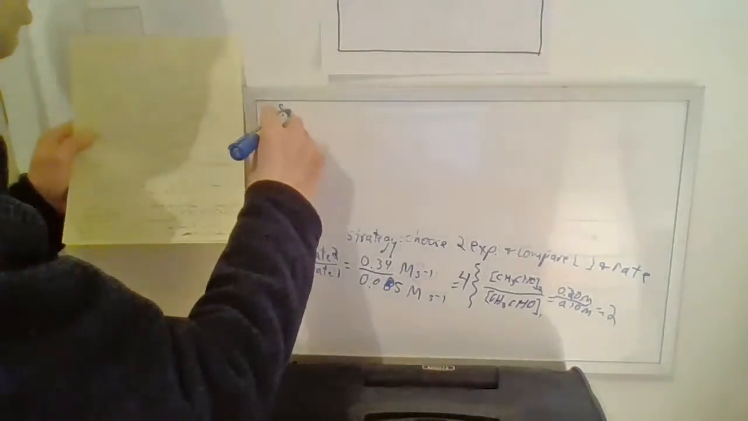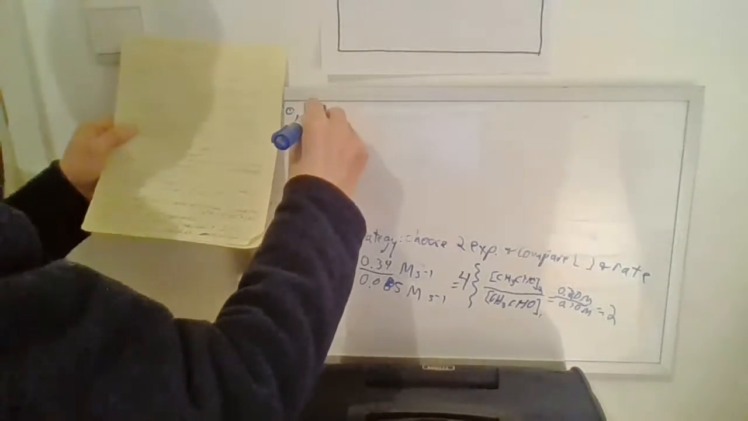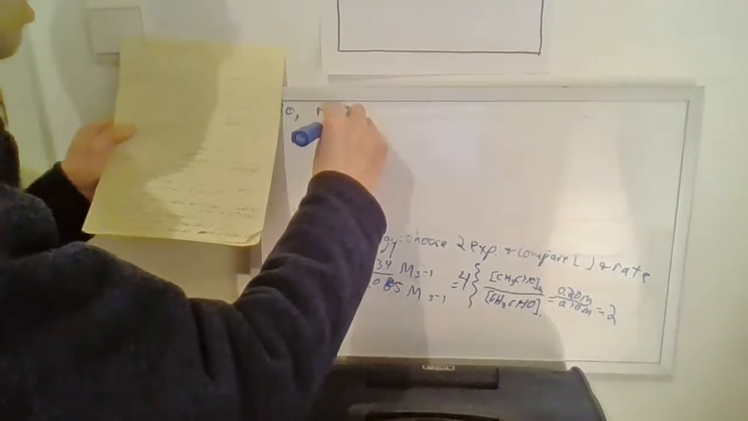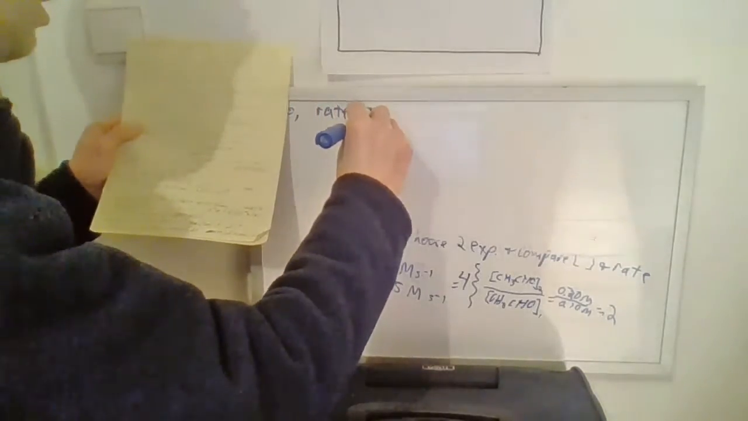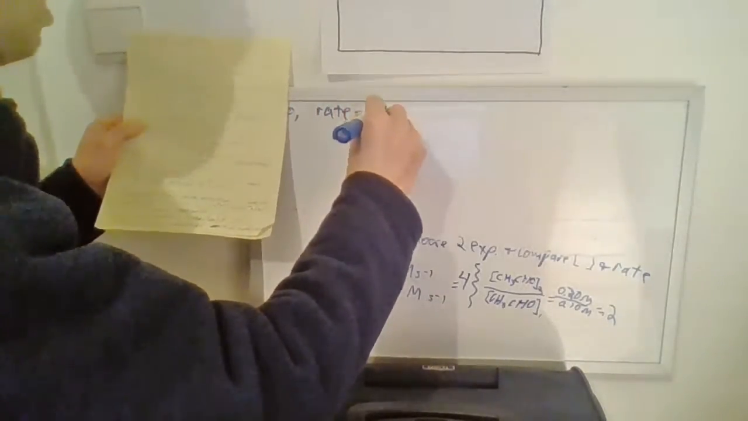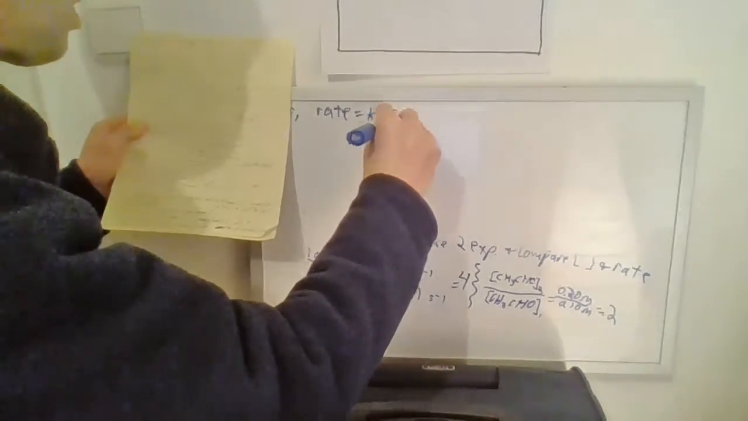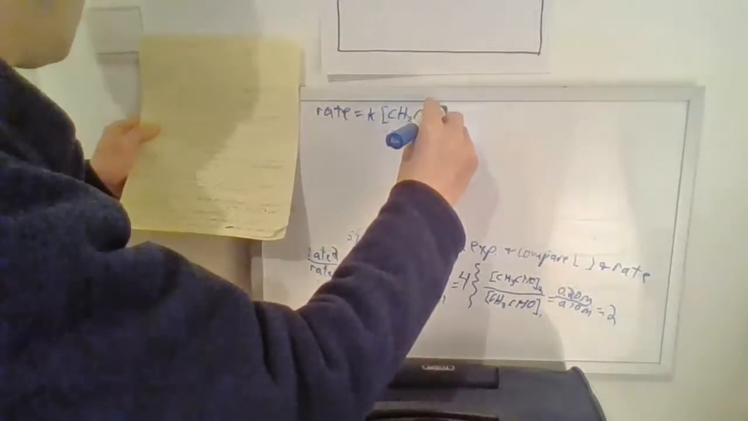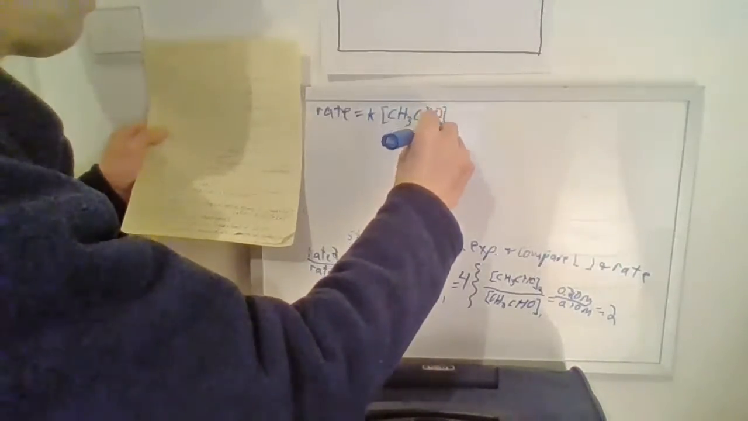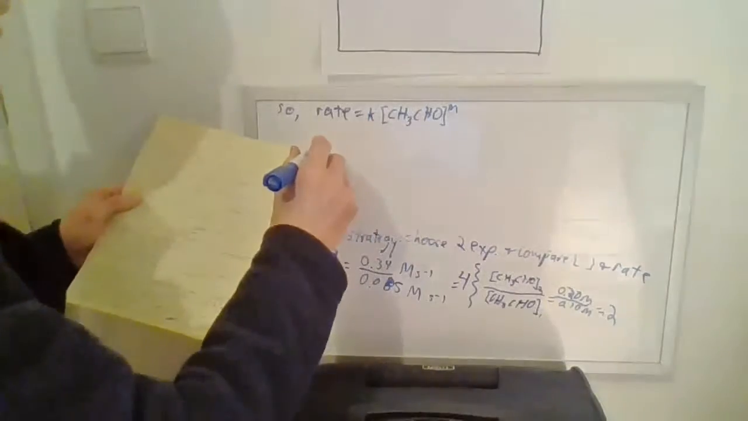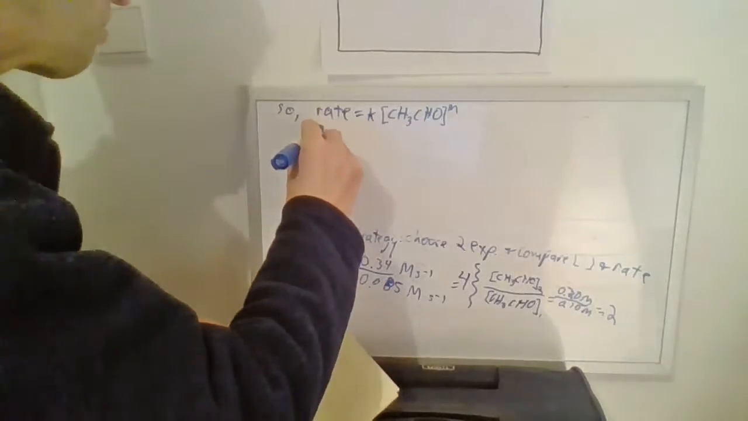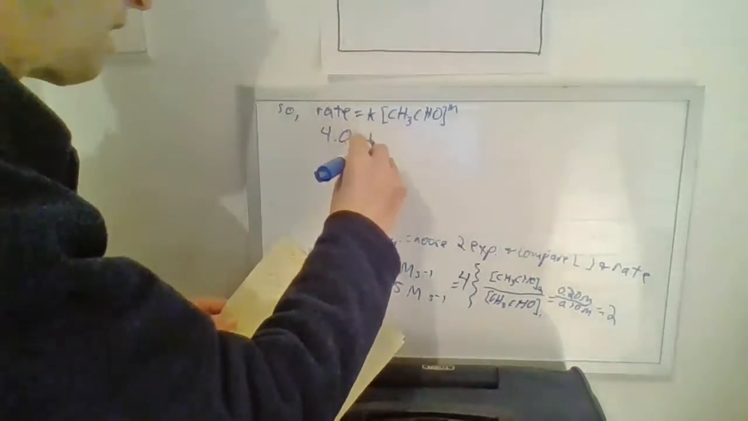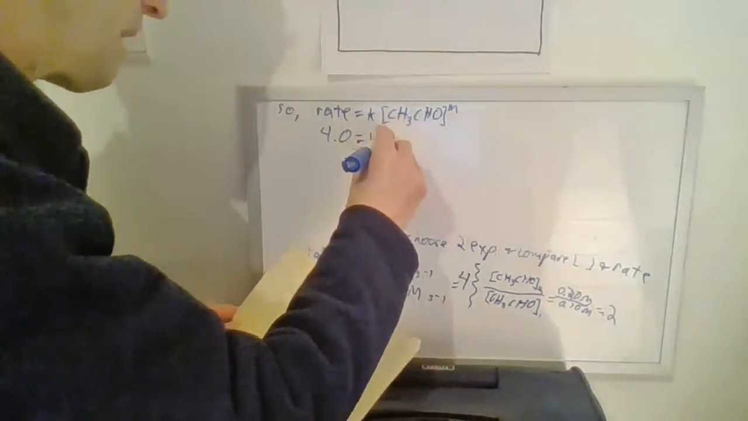All right, so the rate equals K times the concentration of CH3CHO to the M power. Well, the rate increased by 4, so I'm going to put 4.0 equals K times, and this I increased by 2, didn't I?